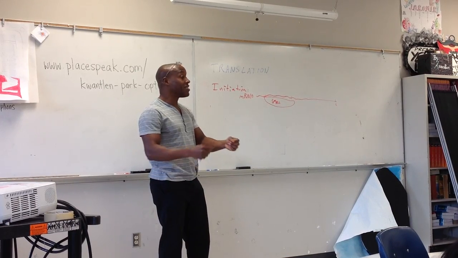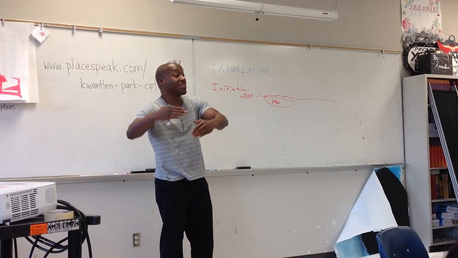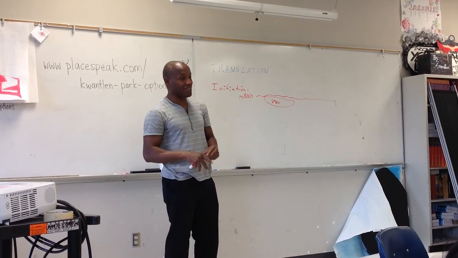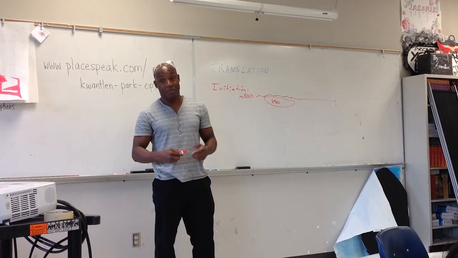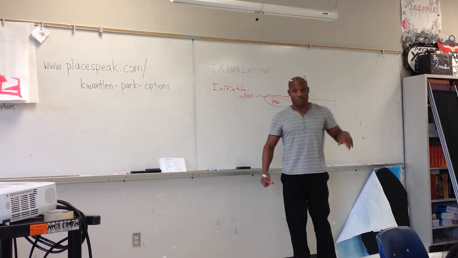The DNA itself is 3' to 5', because it's what makes the RNA, and the RNA is made backwards on the DNA. In some respects, it's made in the opposite direction. Okay? All right, so here we are with the initiation step.